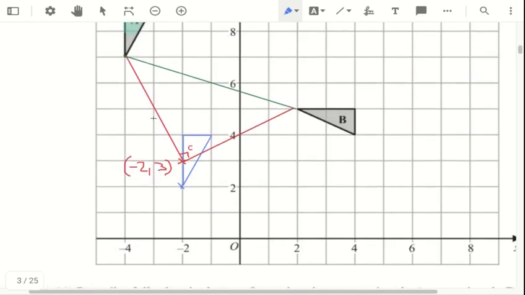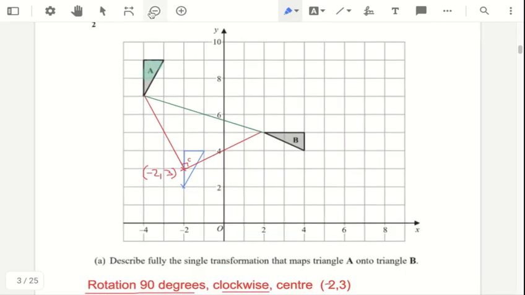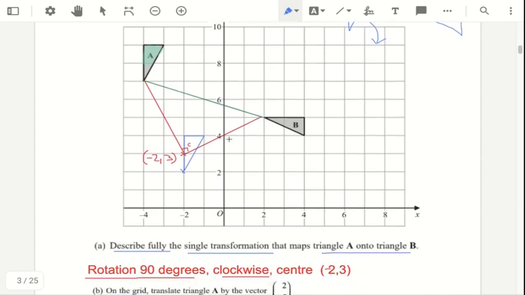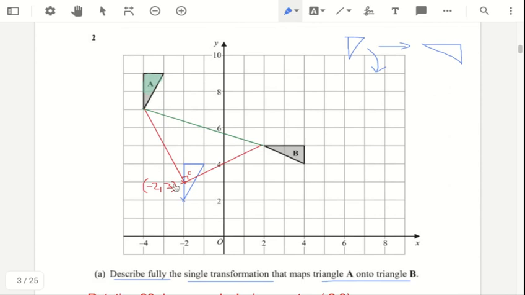Okay, next question. So this question, we're looking at describing the full single transformation that maps triangle A onto B. So you can see that this triangle A is in this shape, and it has been rotated into this shape. And this is only possible if it's a 90-degree, and then you can see that it's a clockwise rotation. So then now we know the angle. What we want to know is the center. So where should it be?